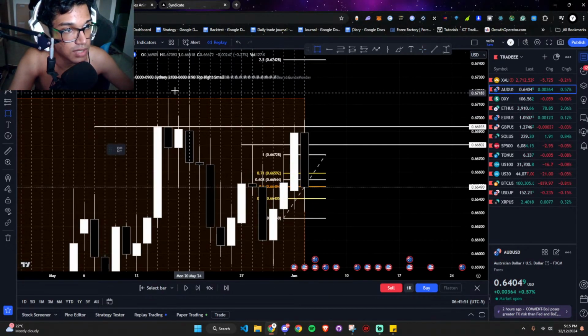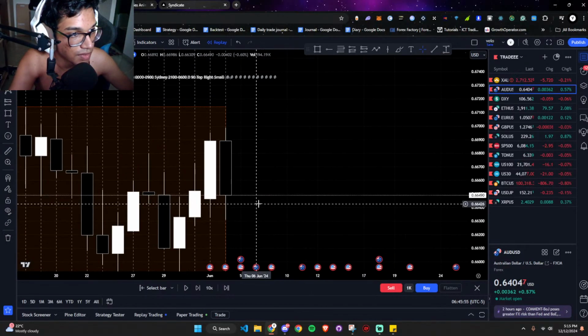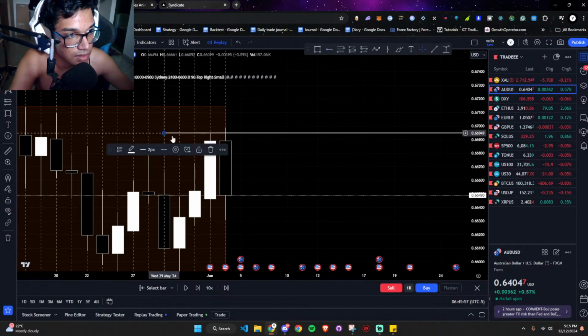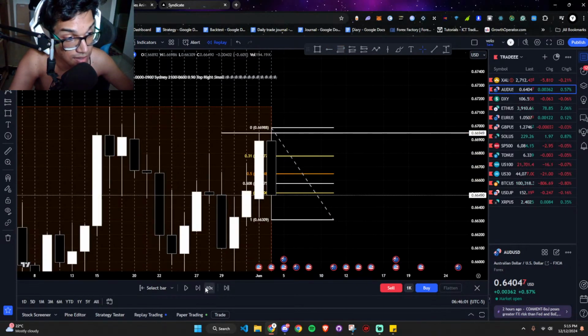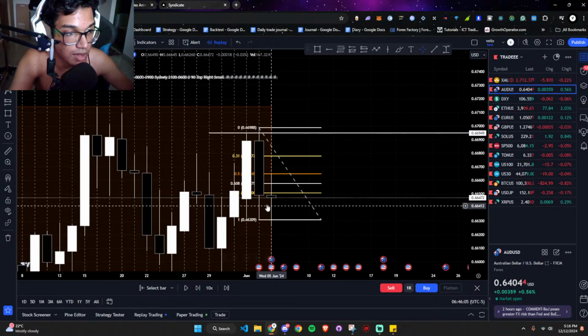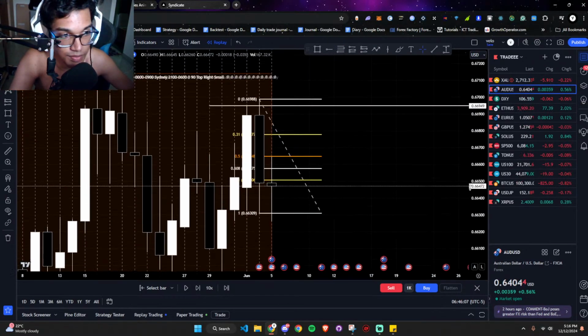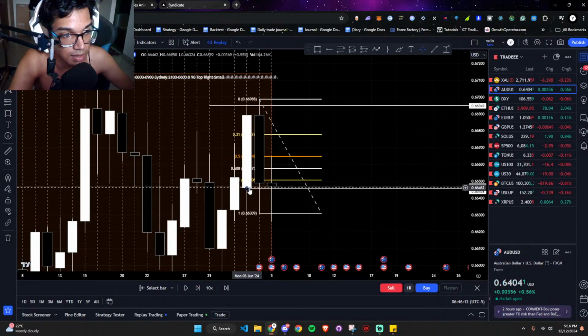Again, these are rejection wicks. These are not really there. These are just ghost wicks. Boom. We have that. Now we have this liquidity. So let's see what the next candle does. It came back to 0.5 and it sold off towards the previous day's low. The previous day's low in this scenario is this point.